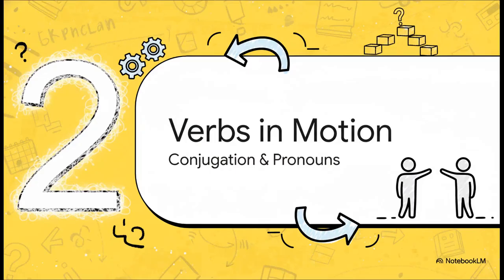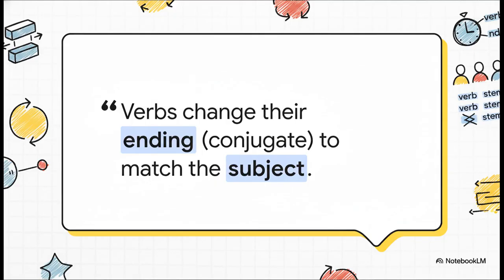Okay, we've got our nouns sorted. Now let's inject some action into this. It's time to talk about the engines of our sentences, the verbs. You know, in German, just like in a lot of languages, the verb has to agree with the subject. This just means the ending of the verb changes depending on who is doing the action.